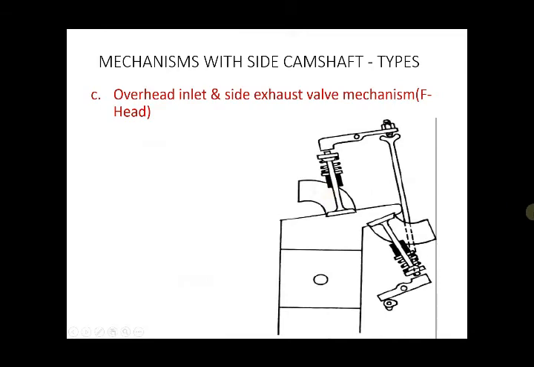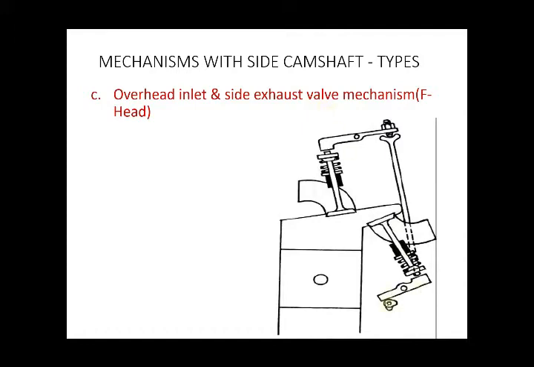Then we have the third system, that is the overhead inlet and side exhaust valve mechanism, or the F head, because it resembles the alphabet F. So here you can see the overhead inlet, that is the inlet valve is at the top, that is why it is known as the overhead inlet, and then we have the exhaust valve at the bottom, known as the side exhaust valve mechanism.